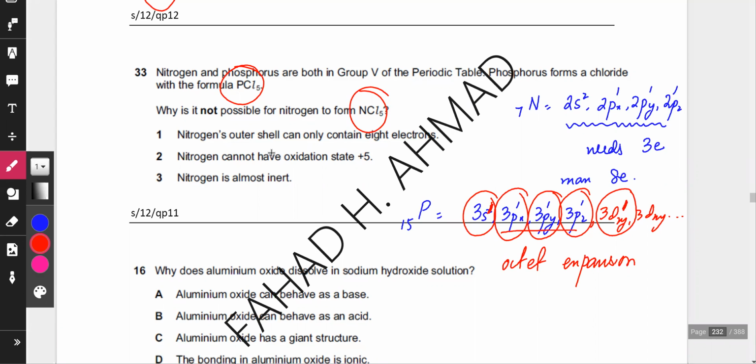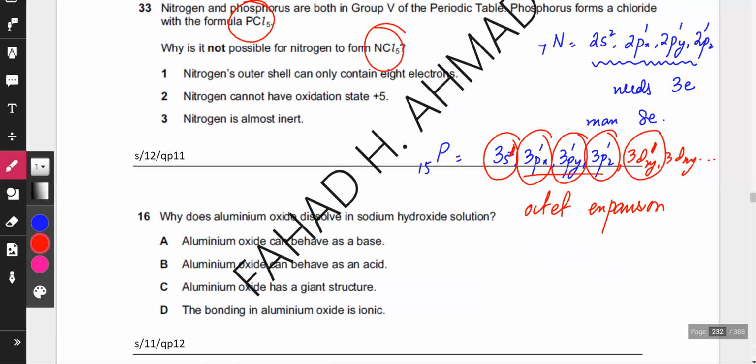The same with sulfur. Look at chlorine. What does chlorine do? It has 7 electrons, right? It's 3s2, 3px2, 3py2, and 3pz1. Now, it looks like it needs just one electron. But remember, it has lots of d orbitals which are completely empty.